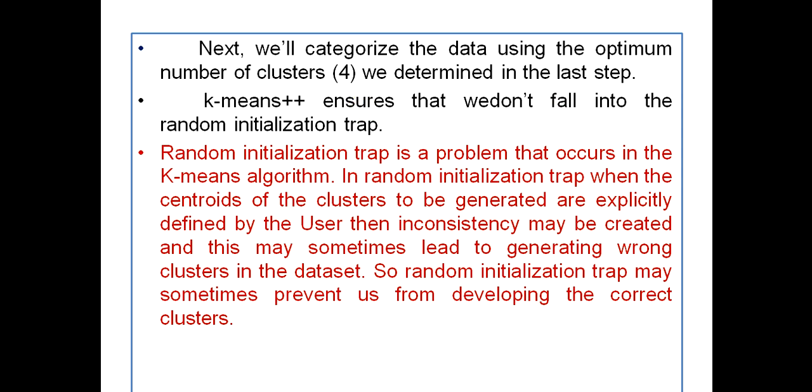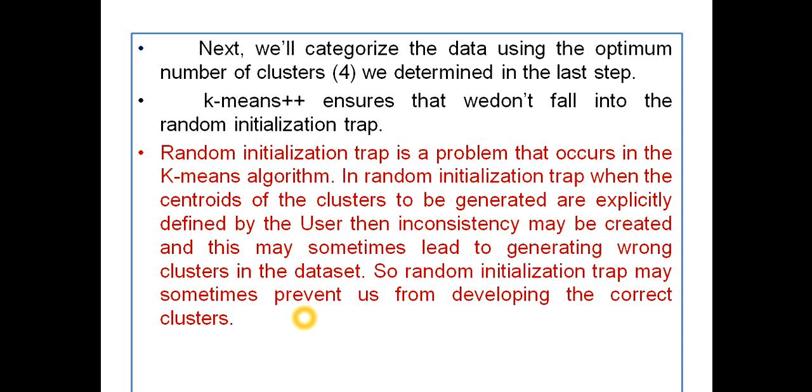into the random initialization trap. My guys, this is very important. What is the random initialization trap? Random initialization trap is a problem that occurs in the k-means algorithm. And here, when the centroids of the clusters to be generated are explicitly defined by the user, then inconsistency may be created, and this may sometimes lead to generating wrong clusters in the dataset. So random initialization trap may sometimes prevent us from developing the correct cluster.